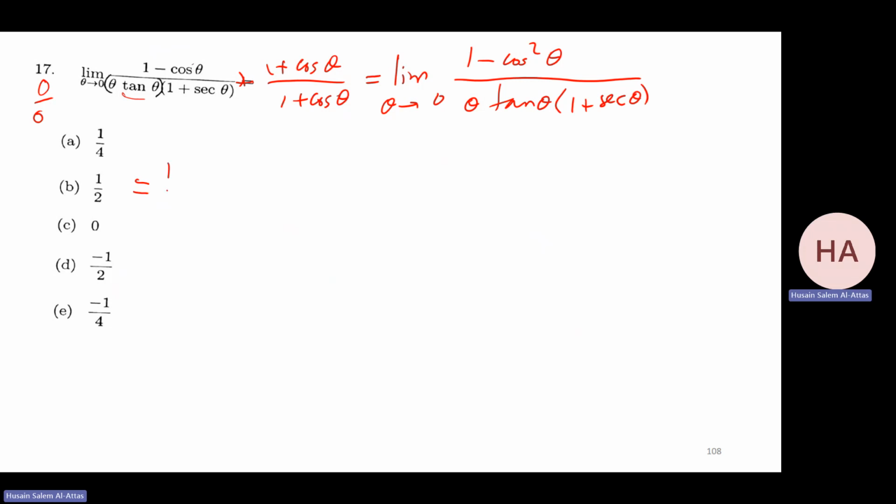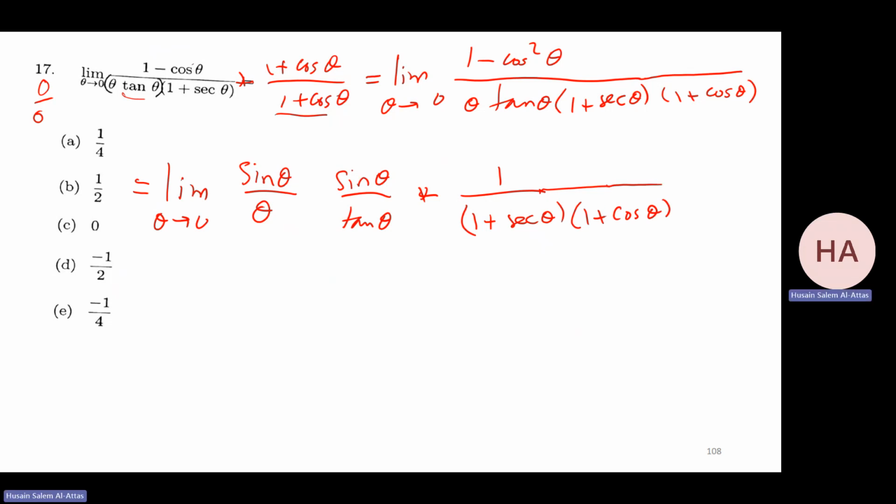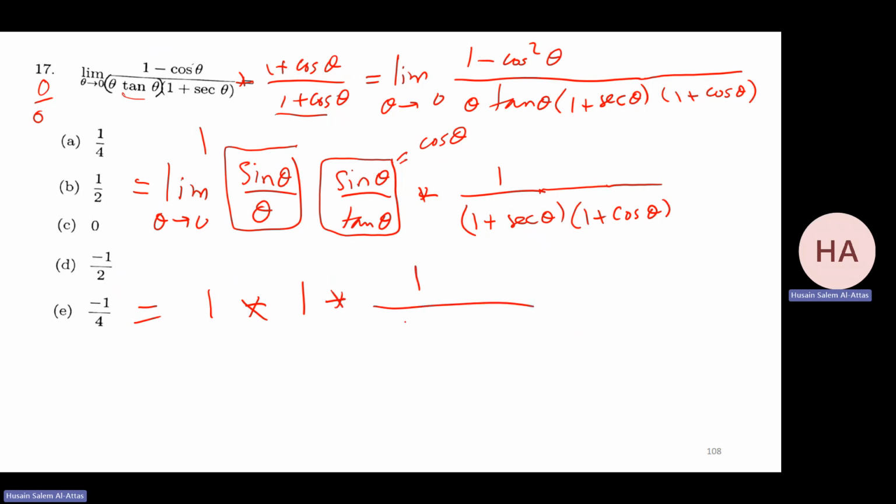Okay, let us continue. That will be the limit as theta goes to 0. 1 minus cosine squared is sine squared. So I can make it sine theta over theta, sine theta over tan theta, the rest, 1 over 1, I forgot here, 1 plus cosine theta. Since you multiply here on numerator and denominator, here it will be 1 plus secant theta times 1 plus cosine theta, which you can substitute easily. This is 1, and this is also 1. Why is this 1? Because tan is sine over cosine, so this is actually equal to cosine. So we just substitute. That will be cosine 0 which is 1, times 1 over 1 plus 1, 2, times 2, which is 1 over 4. That's my answer.